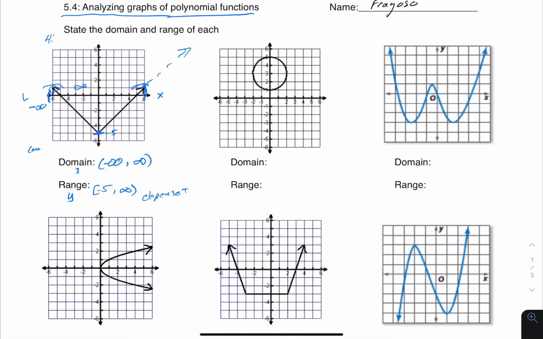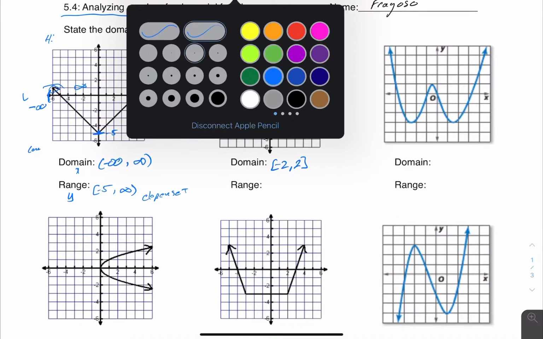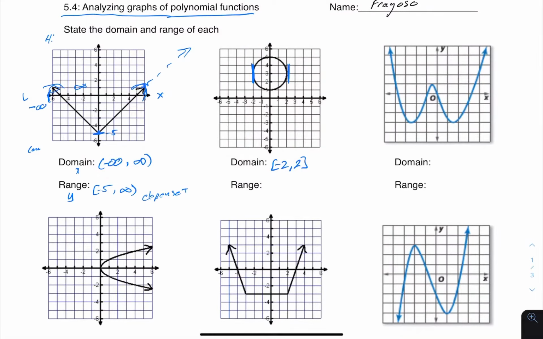Next one. Domain is the x again. So what's farthest left I see? That's from here to here. So it looks like from -2 to 2. Keep in mind they're both closed, it's just part of a line, so it's both closed. My range goes from here to here, 1 to 5. Again, both closed, so you don't see any arrows.